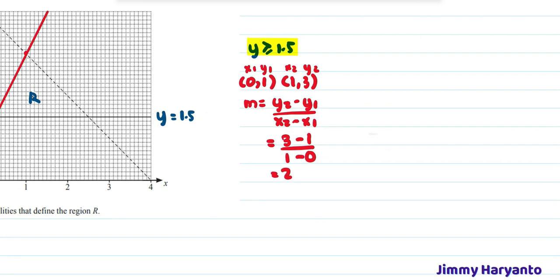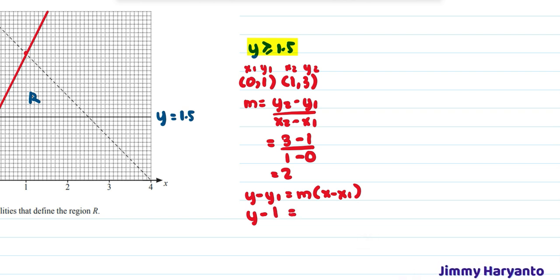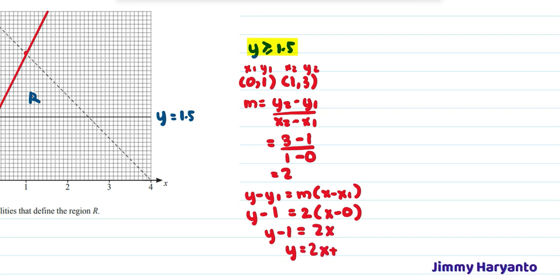And then after that, y minus y1 equals m open brackets x minus x1. Y minus y1, y1 is 1, equals gradient, which is 2, times x minus x1, and x1 is 0. So y minus 1 equals 2x. Y equals 2x plus 1.